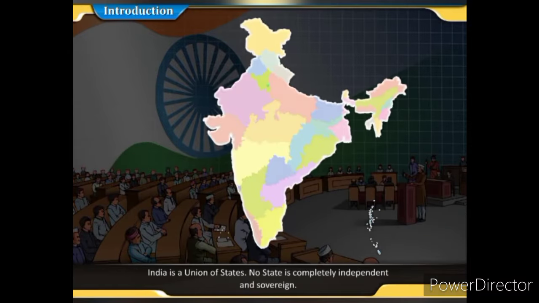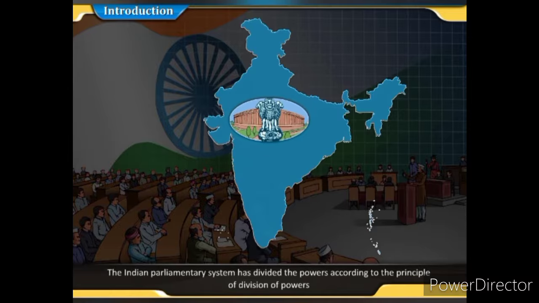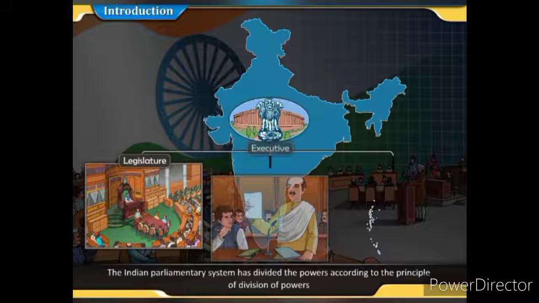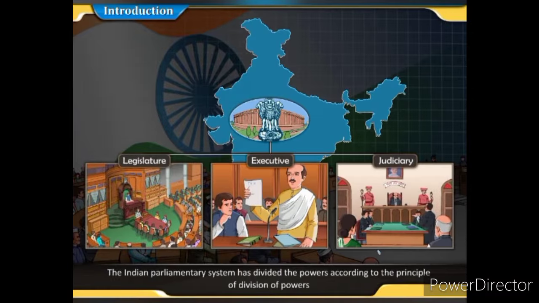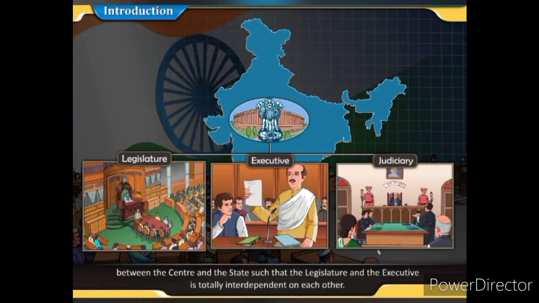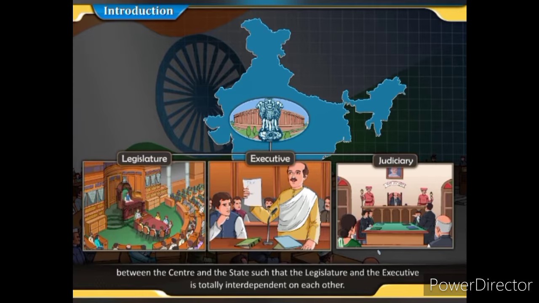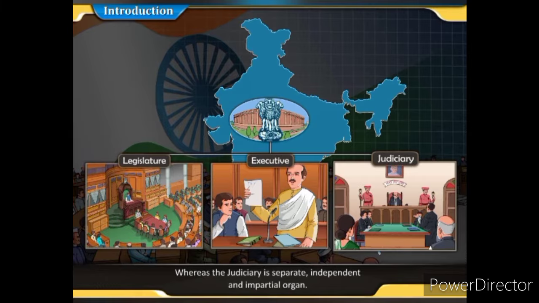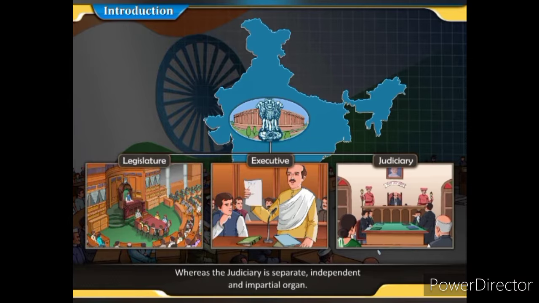India is a union of states. No state is completely independent and sovereign. The Indian parliamentary system has divided the powers according to the principle of division of powers between the centre and the state, such that the legislature and the executive are totally interdependent on each other, whereas the judiciary is a separate, independent, and impartial organ.